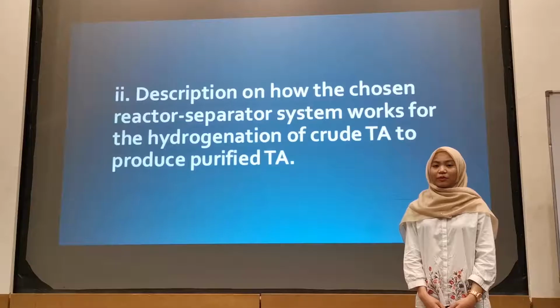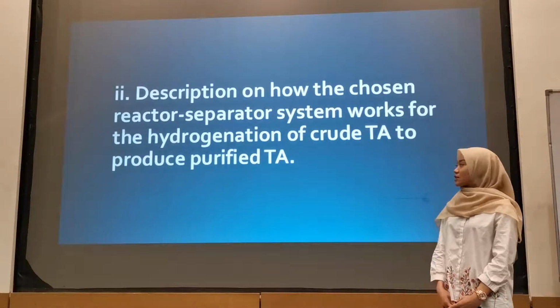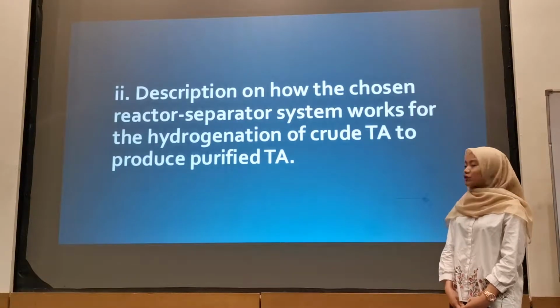excessive hydrogenation. For my part, I'm going to explain the description of how the chosen reactor separator system works for the purification of crude TA to purified TA.